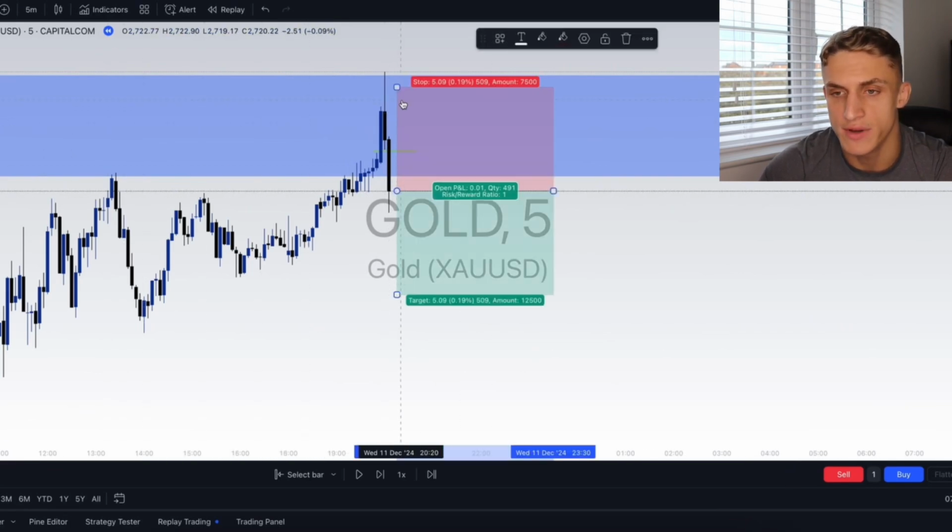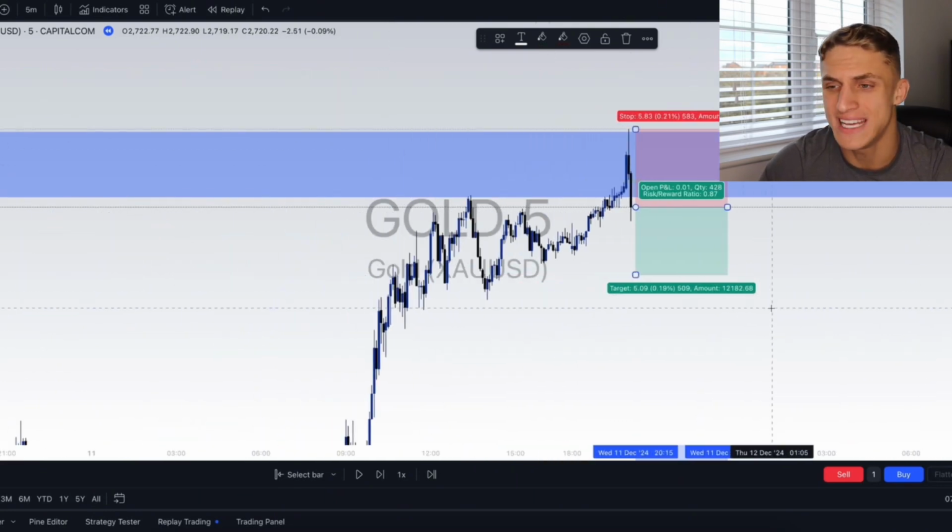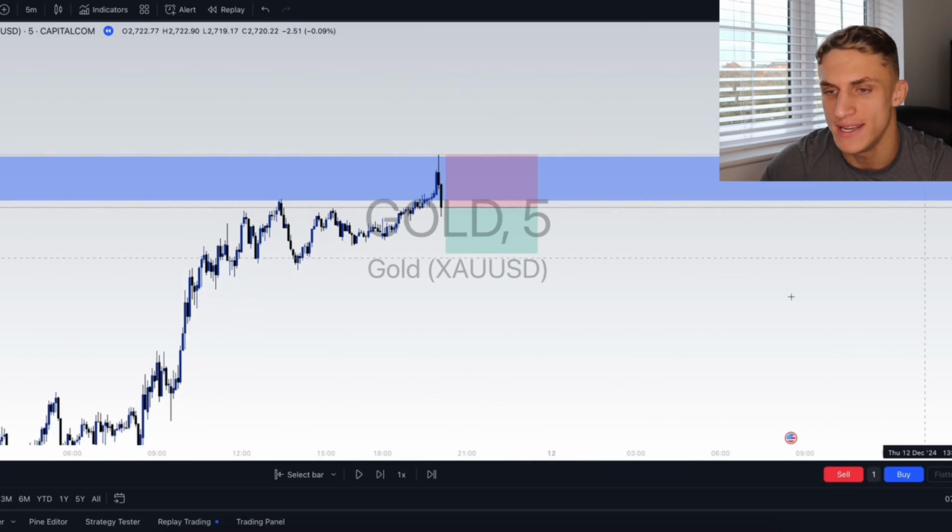We only want to take an entry when this candle is closed, because we don't want the price to just wick through the fair value gap. We need it, in the bearish example, to close below it. It then comes to the issue of where do you place your take profit and where do you place your stop loss.